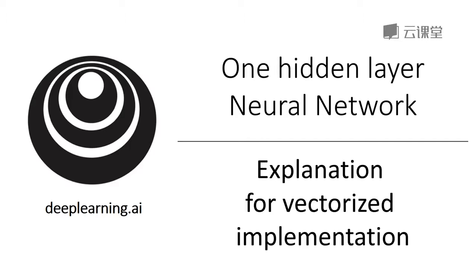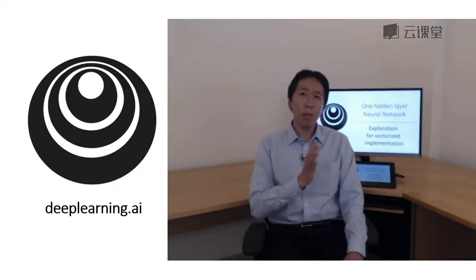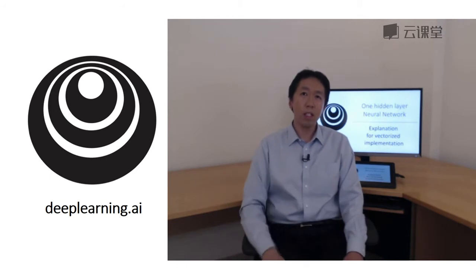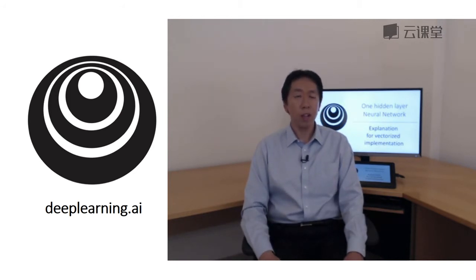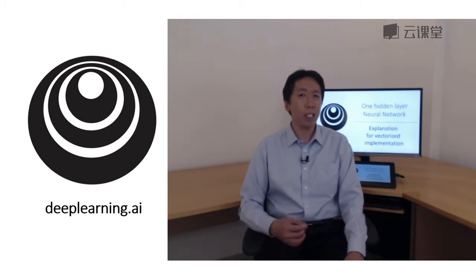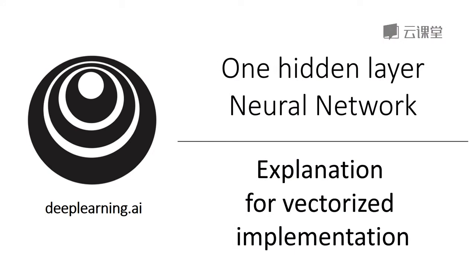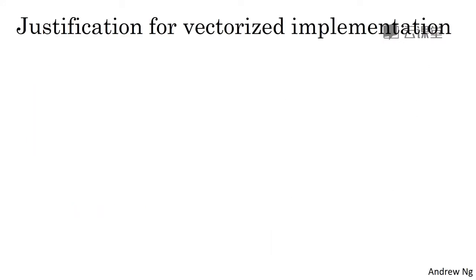In the previous video, we saw how with your training examples stacked up horizontally in the matrix X, you can derive a vectorized implementation of forward propagation for your neural network. Let's give a bit more justification for why the equations we wrote down are a correct implementation of vectorizing across multiple examples. So let's go through part of the forward propagation calculation for a few examples.